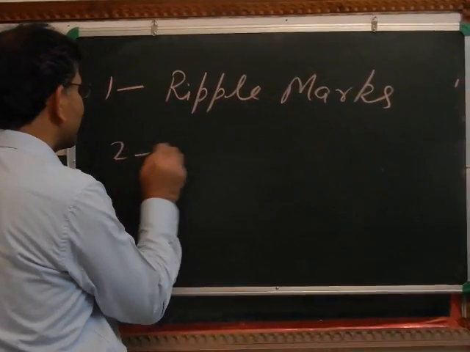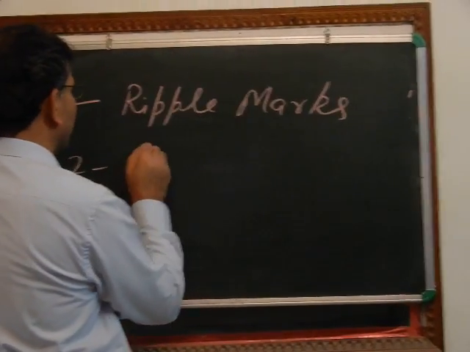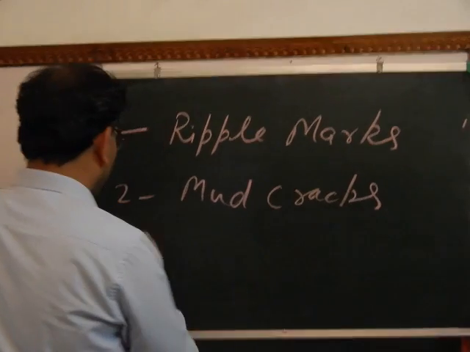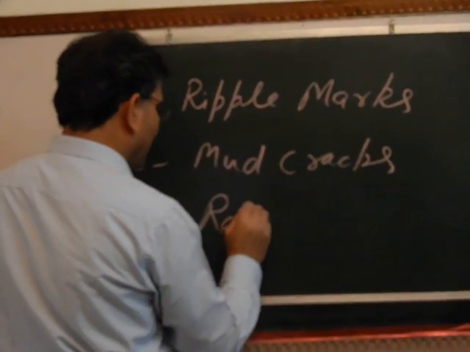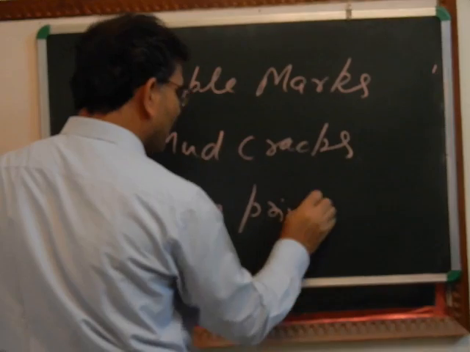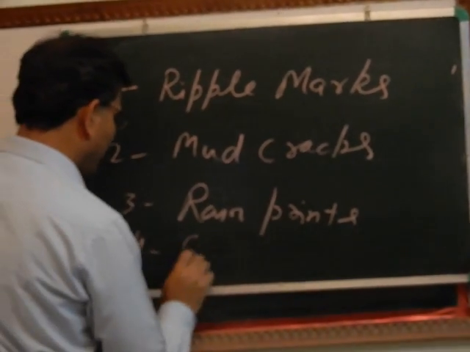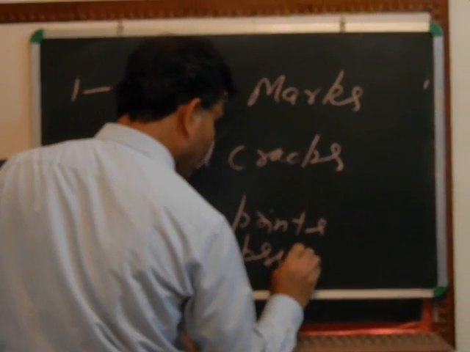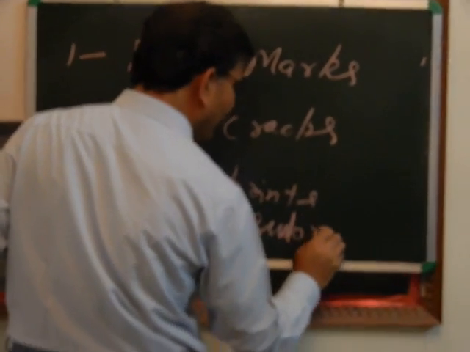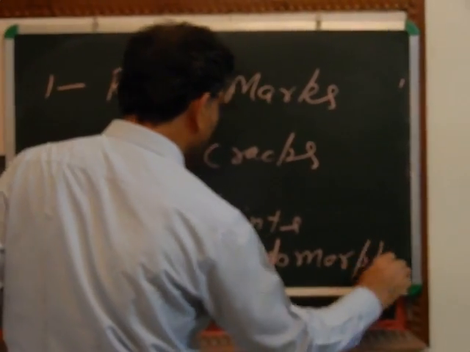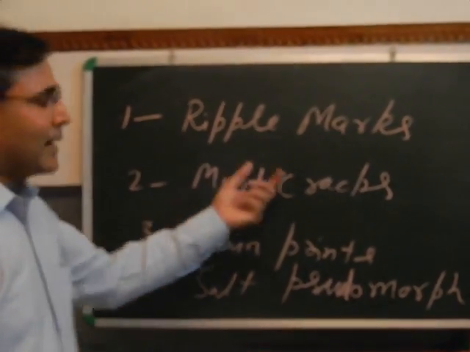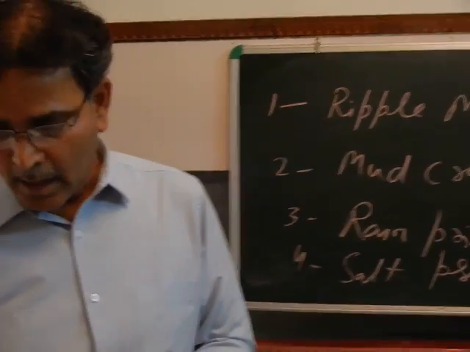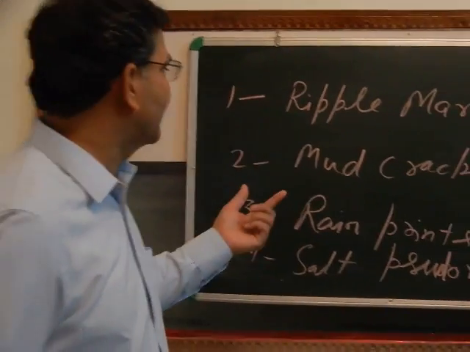Then the second sedimentary structure which is formed at the top surface of the bed is mud crack. Third is rain prints. Fourth is salt pseudomorph. Mud cracks are also known as desiccation cracks. They are also known as synaeresis cracks.